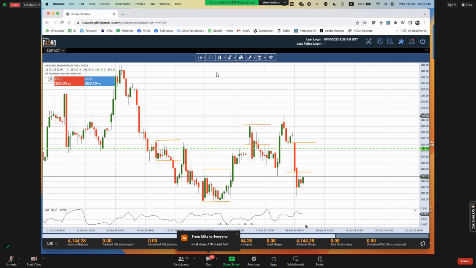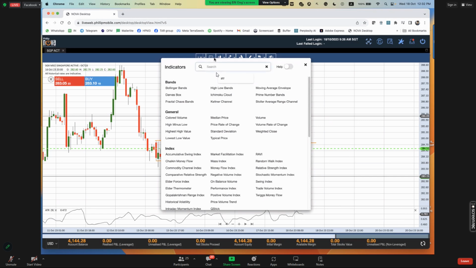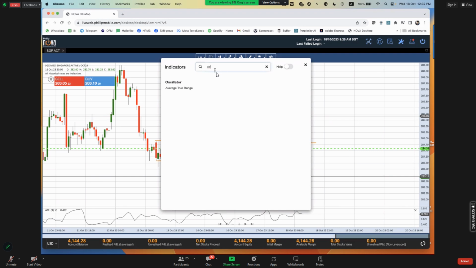ATR means average true range. So what I need you to do is to add the ATR inside your chart. How to add the ATR? Click on the one with the chart and search for ATR. ATR is called average true range, and add that in.